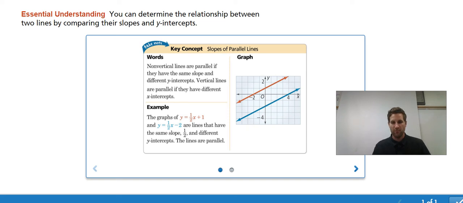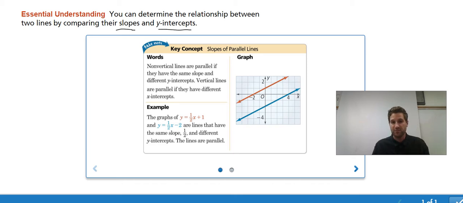Hey guys, welcome to Parallel and Perpendicular Lines. Today our goal, so if you write parallel and perpendicular lines at the top, our goal is to determine the relationship between two lines by comparing their slopes and their y-intercepts, which we've talked about quite a bit.